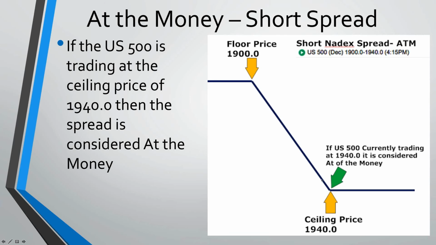This is correct, because in option graphs, you'd have a center point. Profitability is above that center point. So if you're short, what do you want? You want the underlying to go from right to left or lower, and your profitability to go up and to the left, which would be the floor price. I'm off the subject a tiny bit, but at the money on a short spread would be, again, in this particular example, 1900 to 1940. If the indicative index, the US 500, is trading at about 1940 or 1939.80 or 1940.10, it's considered to be at the money.